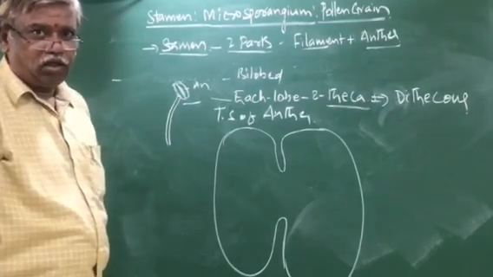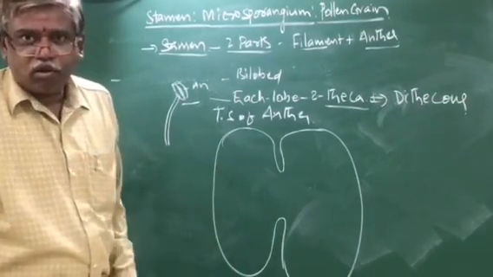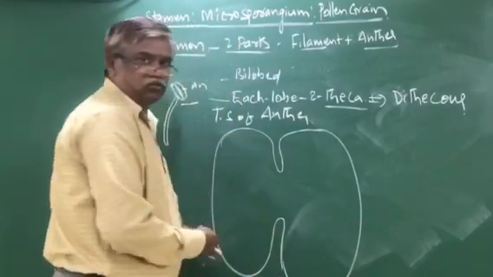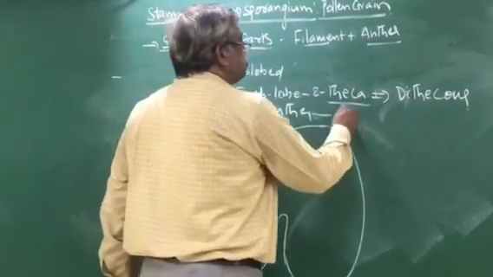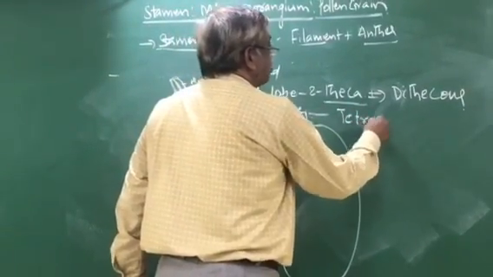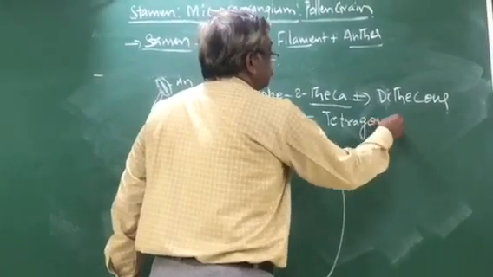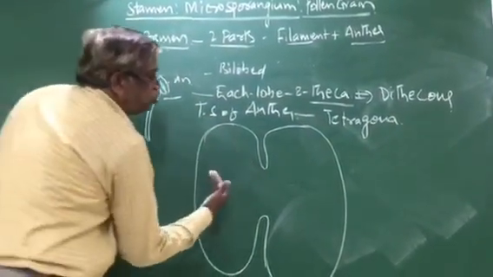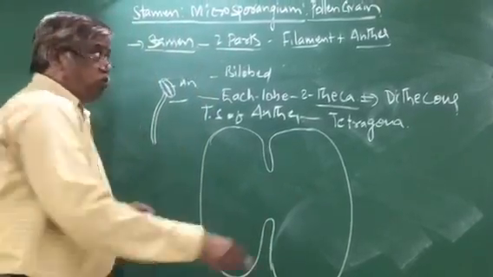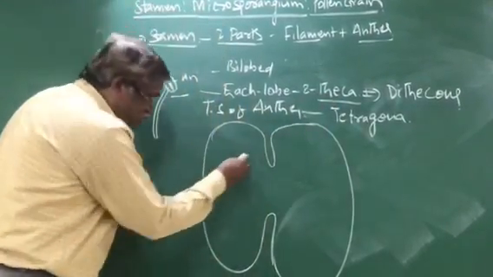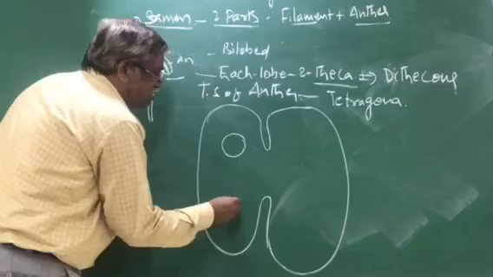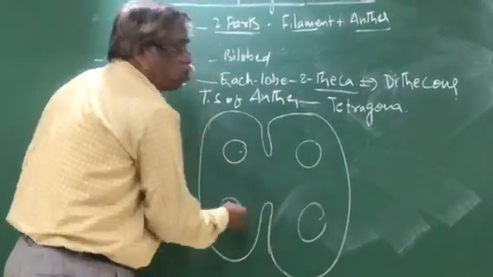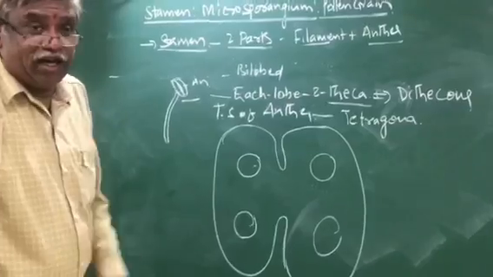Right. When you see it under the microscope, the TS has 4 sides. Hence, it is called tetragonal. In this tetragonal, it is one lobe, it is another one. Each lobe contains 2 theca. This means a sac. It is the sac. This sac is called theca.